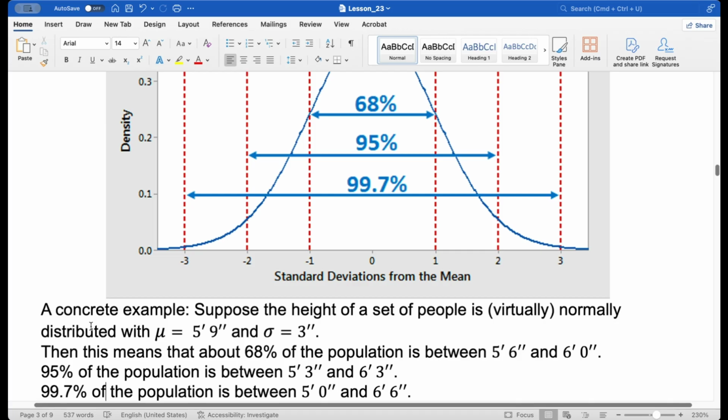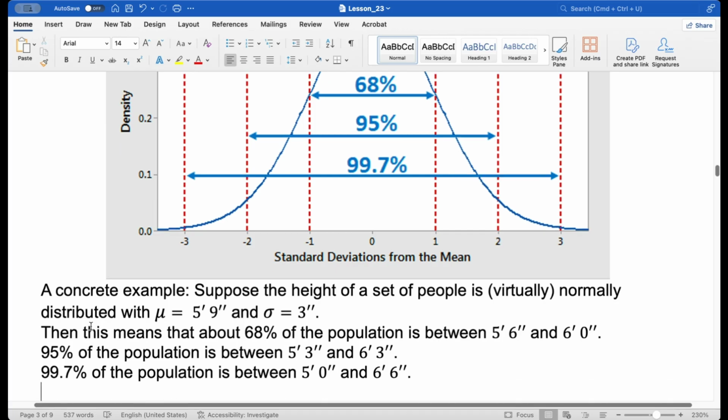If you go another 3 inches on either side, down and up, 5'3" to 6'3", that's 2 standard deviations, 95% of the population. And if you go another step to 3 standard deviations, that gives you 5 feet to 6'6", 99.7% of the population will lie in between those values.